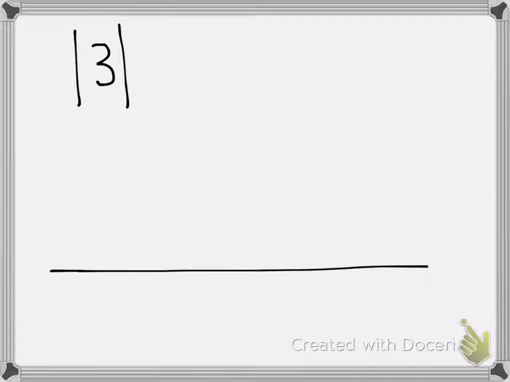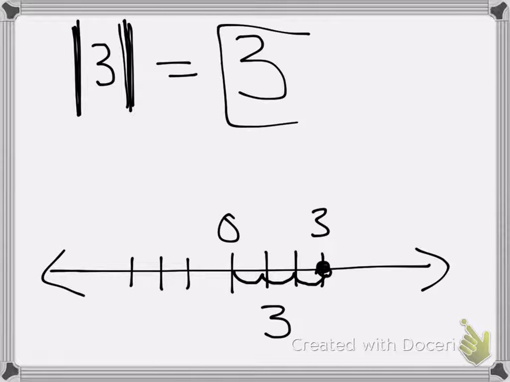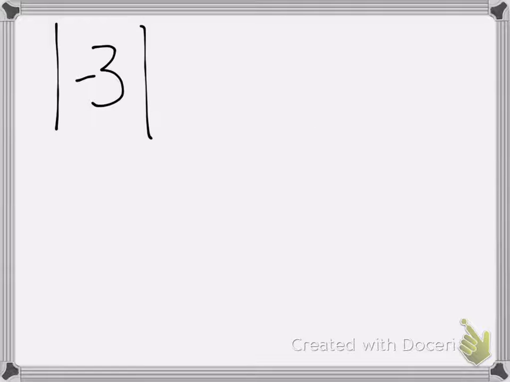The examples that we went over in class, stuff like 3. Well, if we look at a number line, 3 is right here. And if I count the distance from 0, it's 1, 2, 3 away from 0. So the absolute value, which is what these two lines mean, the absolute value of 3 is 3. That's your answer.